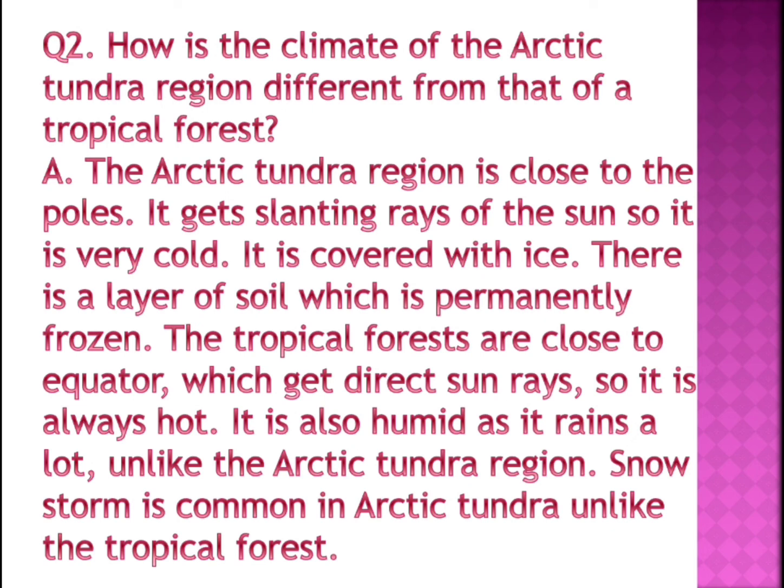Here we are writing the reasons also. It is covered with ice. There is a layer of soil which is permanently frozen. Whereas tropical forests are close to the equator, so they receive the direct sun rays, and the climate is hot but with heavy rainfall, isn't it? It is also humid as it rains a lot. Unlike the tropical forest, snowstorms are common in the Arctic tundra. So write these two answers in your classwork.